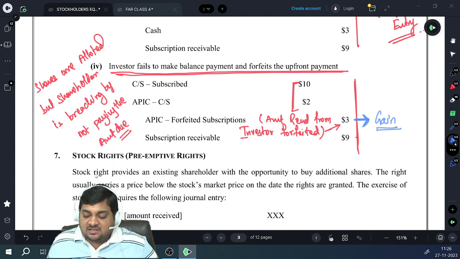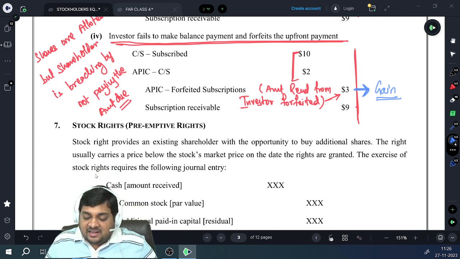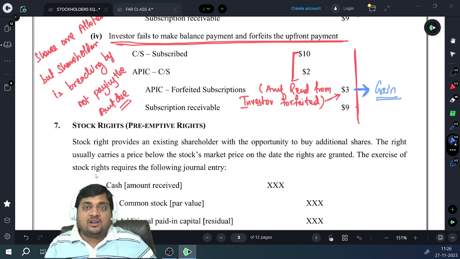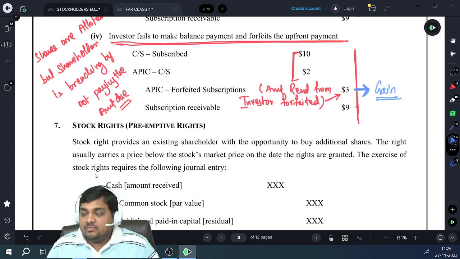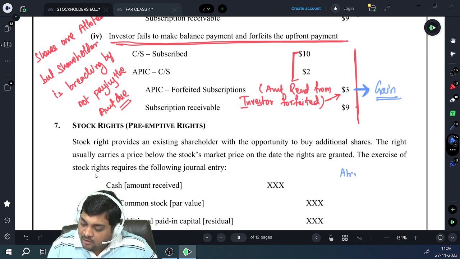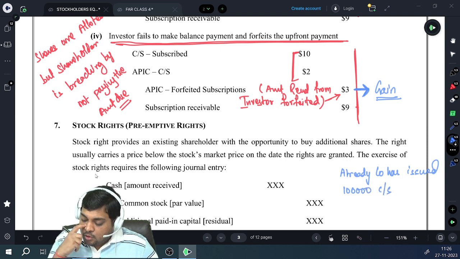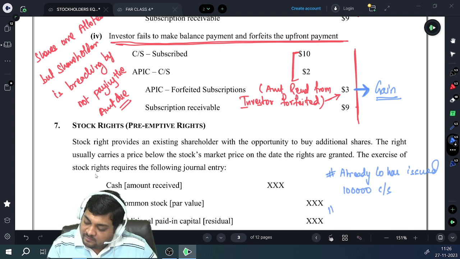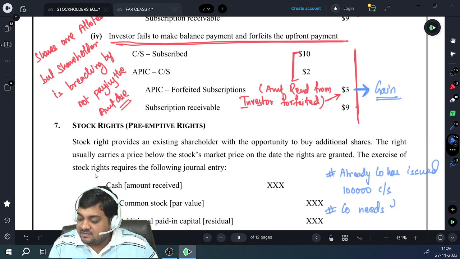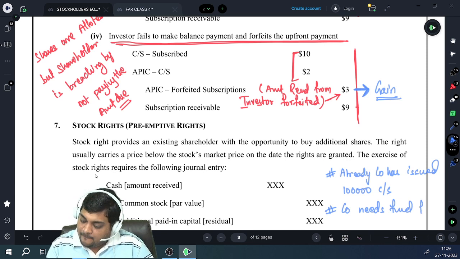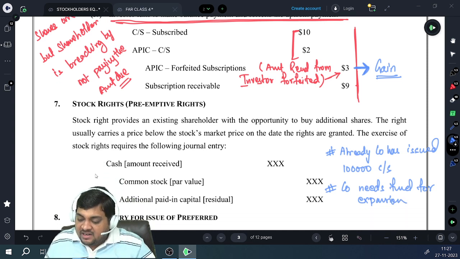Now right shares, stock rights. This is just like a normal issue. The entry is quite similar to a normal issue, but you need to understand what stock rights are. Now suppose the company needs more funds. The company has already issued 1 lakh common stock. The company needs funds for expansion.